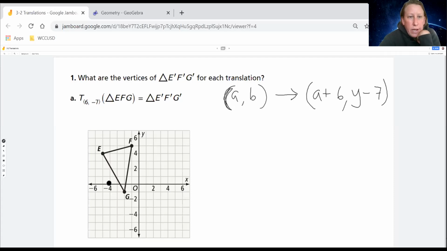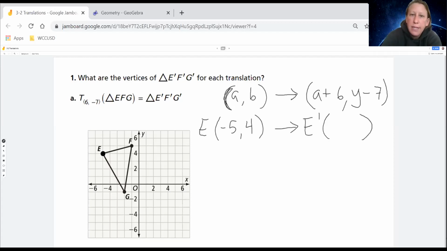We already knew that point E was at (-5, 4). And if I want to find out where the translation is, I'm going to add 6. -5 plus 6 is 1. And I'm going to take away 7. 4 minus 7 is -3. And if you're not sure, you can count it. We would go right 6, and down 7. Hey, that's what I got. (1, -3). Yeah.